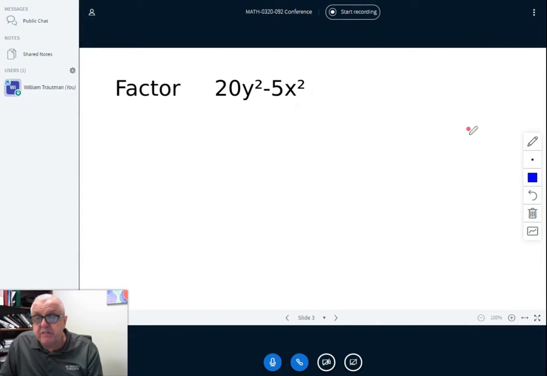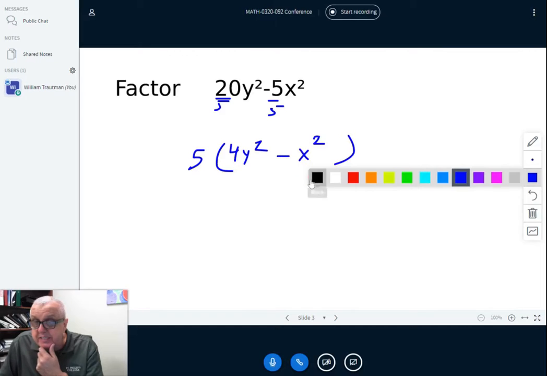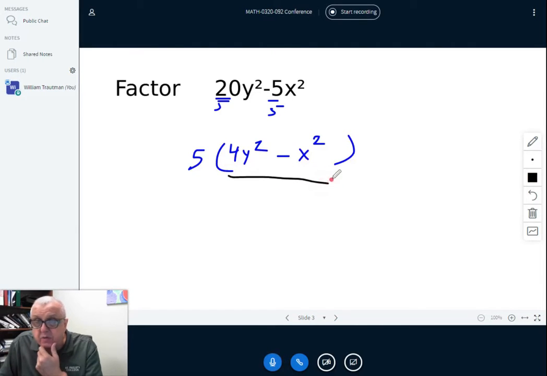All right, so we're just going to factor this. And when we factor, we always look for a greatest common factor. Do you see how a 5 factors out of both of these? If I divide both by 5, I get 4y squared minus x squared. So I factored out a 5, but now I have to ask myself, does the parentheses itself factor out anything on its own? And if you look, it's got two terms there.